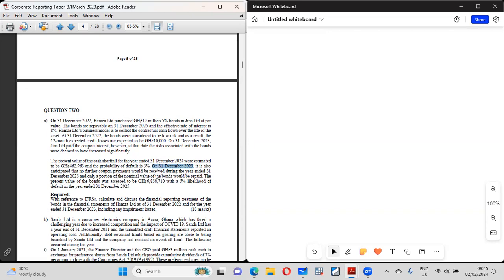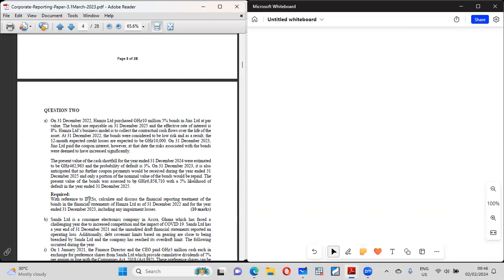All right, so these questions go on to remeasure. And so it says that on 31st December 2025, they will receive no coupon. And during the year, only a portion of the nominal value of the bond will be received. What is that portion? The present value of the bond associated. Okay, so he has given us the present value again. So the present value of the bond was assessed to be this, with a 5% likelihood of default.